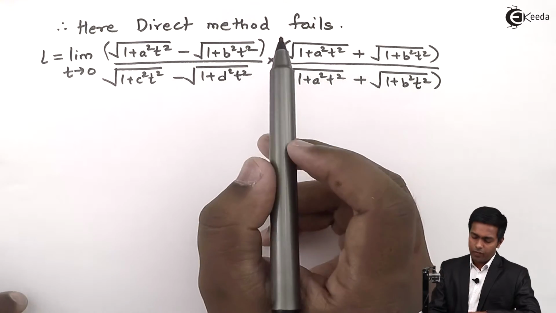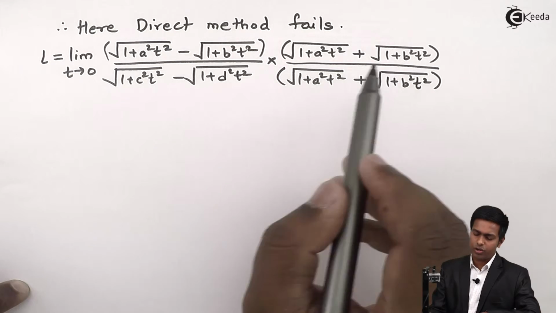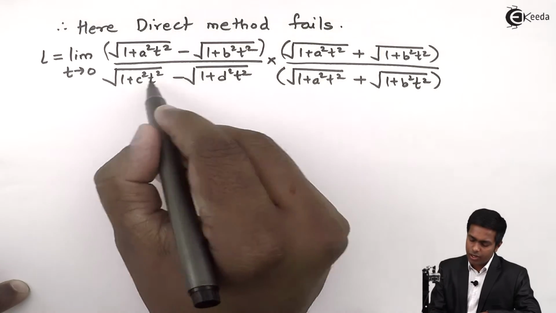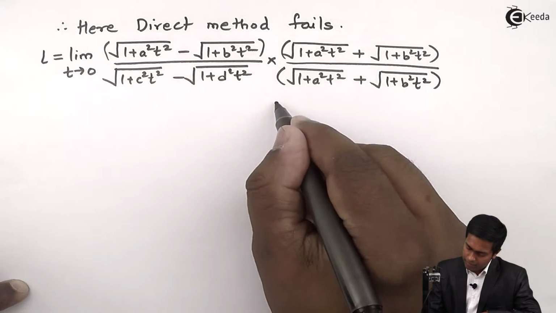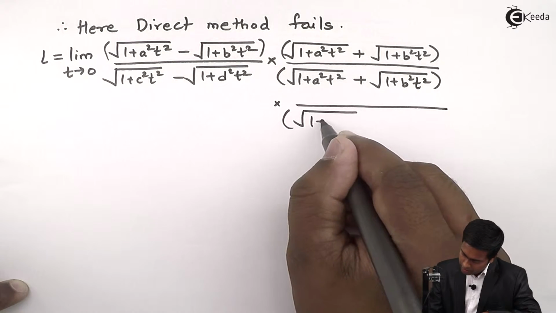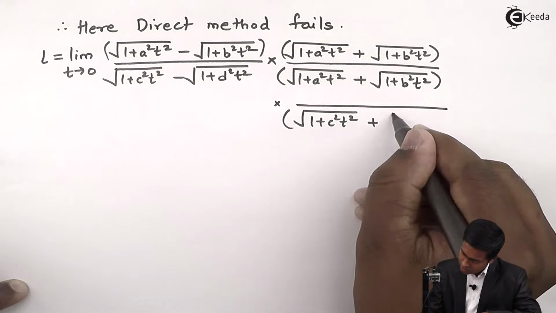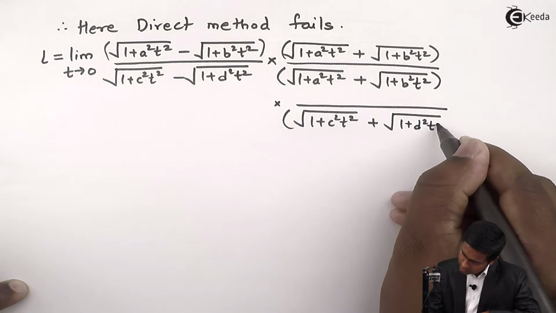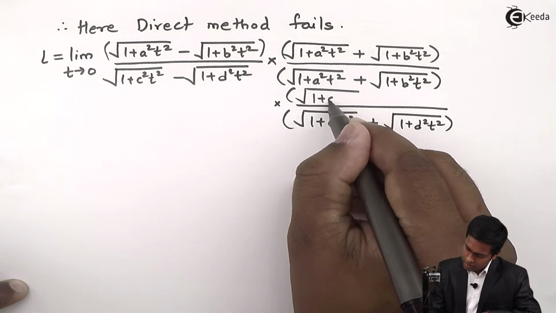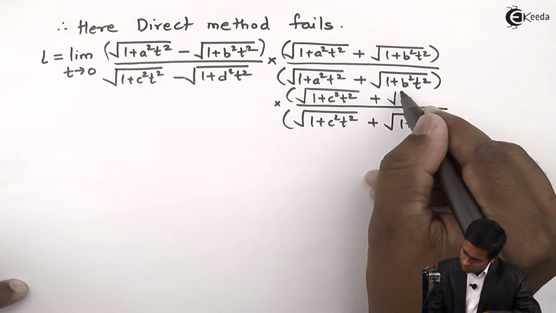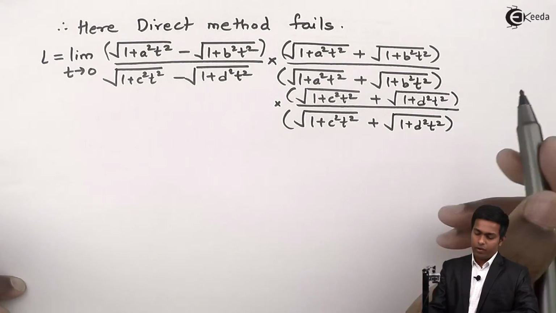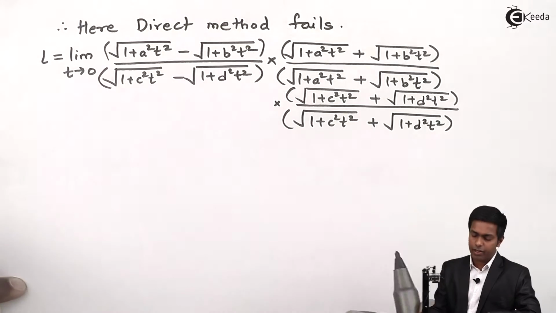Now similarly we'll multiply the numerator and denominator by the conjugate of the denominator so that the square root will be removed from the denominator. So the conjugate of the denominator is, and I'm multiplying here, so that will become square root of 1 plus c square t square plus square root of 1 plus d square t square. Similarly I'll multiply in the numerator, so that will become square root of 1 plus c square t square plus square root of 1 plus d square t square. So I applied rationalization for this term in the numerator as well as in the denominator.